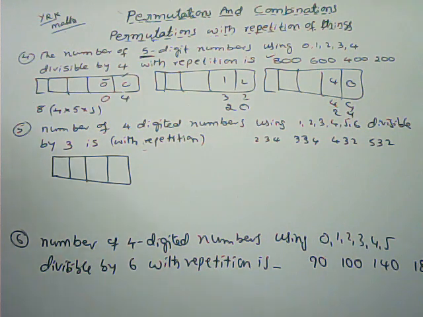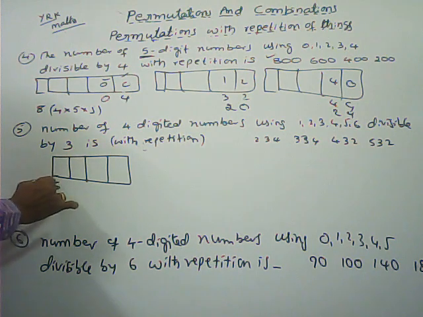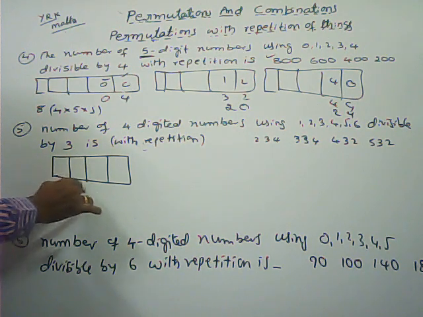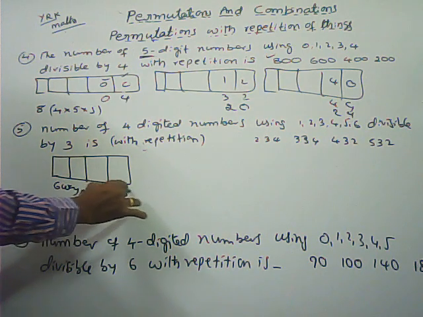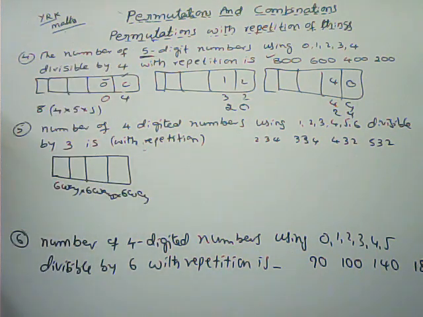The number of 4-digit numbers using the digits 1 2 3 4 5 6 divisible by 3. So this one we can do in 2 different ways. Here this one you can fill in 6 ways, this one 6 ways, this also 6 ways, and this one also 6 ways. Then we can see that one.